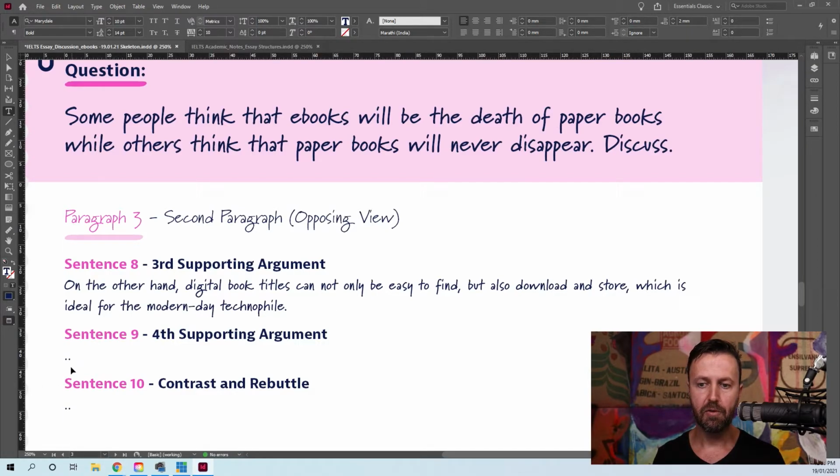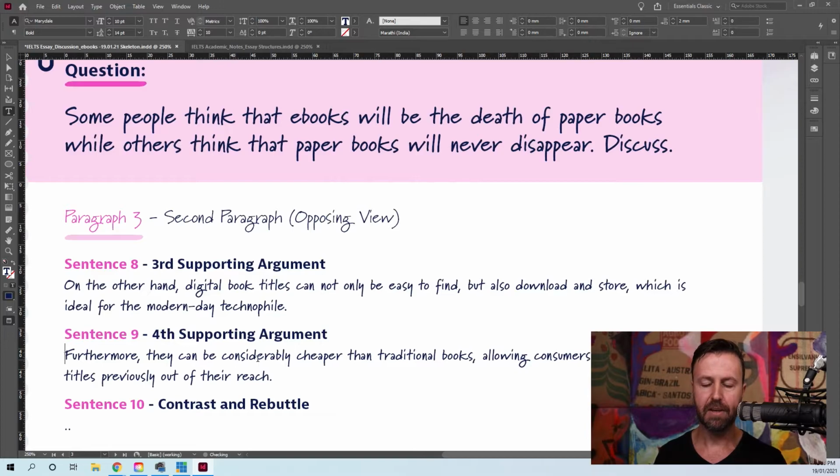We're going to write furthermore here. Okay, furthermore, they can be considerably cheaper than traditional books, allowing consumers globally to access titles previously out of their reach. Again, we've got our noun plus can, so they can, as in the book titles. So furthermore, book titles, or they, can be considerably cheaper. So that's a good collocation. Collocations are words that live well together. We've got an adverb acting as an adjective, so considerably cheaper. Furthermore, they can be considerably cheaper than traditional books, comma, allowing.